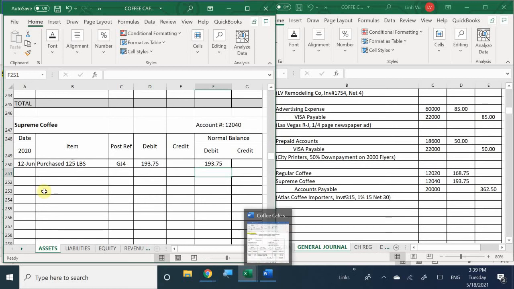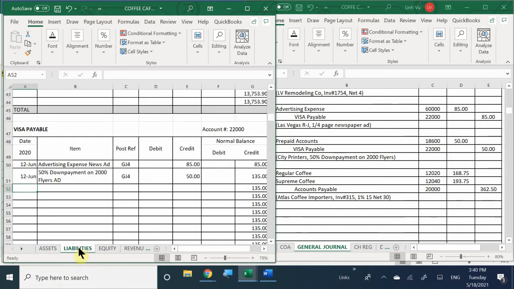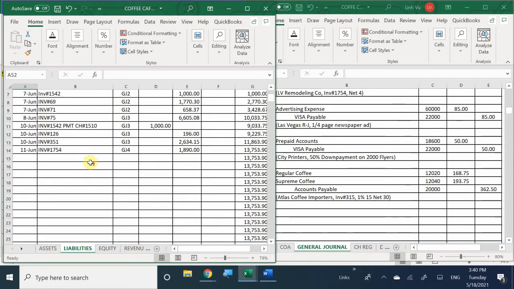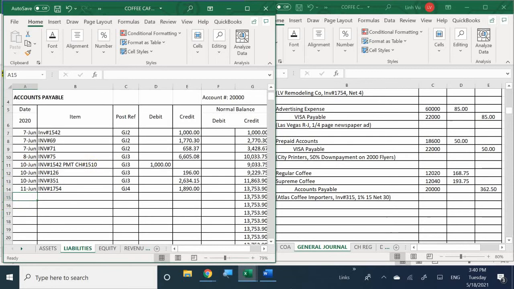Last but not least, we need to update our liabilities because we received a bill. We're not paying it yet, so we're paying them later. In this case, we didn't use our credit card to pay for it. We just placed it on an account with Atlas Coffee. So this one we are going to owe, and we're given terms. We only have 30 days to pay.